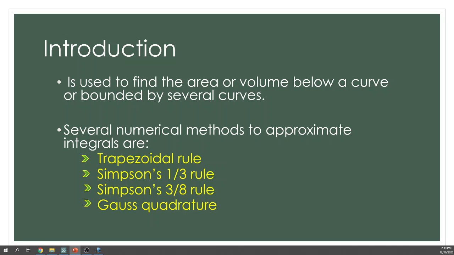So for numerical integration, normally there are several methods. We have the trapezoidal rule, Simpson 1/3 and also 3/8, and also the Gauss quadrature.